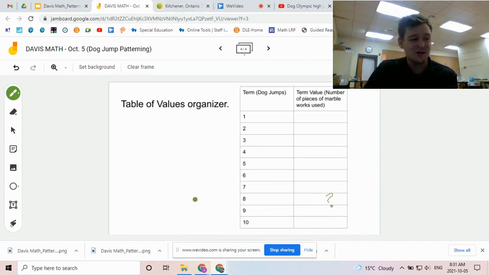All right. The bonus question, which I'm really interested in seeing if some of you will take on, asks how many pieces of MarbleWorks would we need for the 20th jump? And you're going to have to rely on all your thoughts and best guesses to try to figure out a way to get there. I did not give you a table of values that goes up to 20, but that doesn't mean that you can't create one.